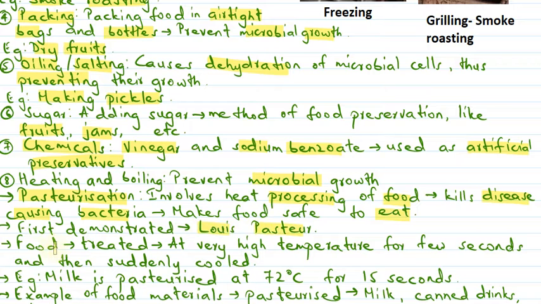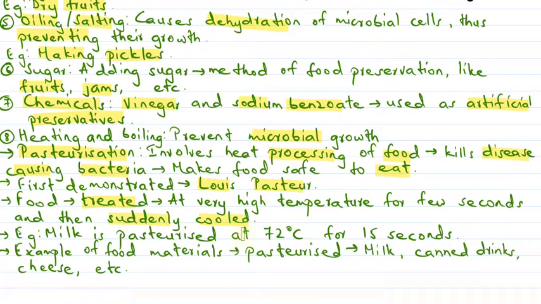Here the food is treated at very high temperature for a few seconds and then it is suddenly cooled. For example, milk is pasteurized at 72 degrees centigrade for 15 seconds. And the other examples of food materials that are pasteurized are milk, canned drinks, cheese, etc.